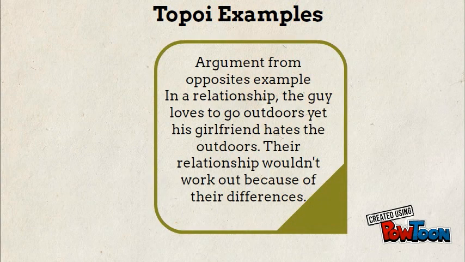One topoi example is an argument from opposites example. So in a relationship, the guy loves to go outdoors, yet his girlfriend hates the outdoors. Their relationship wouldn't work out because of their differences.